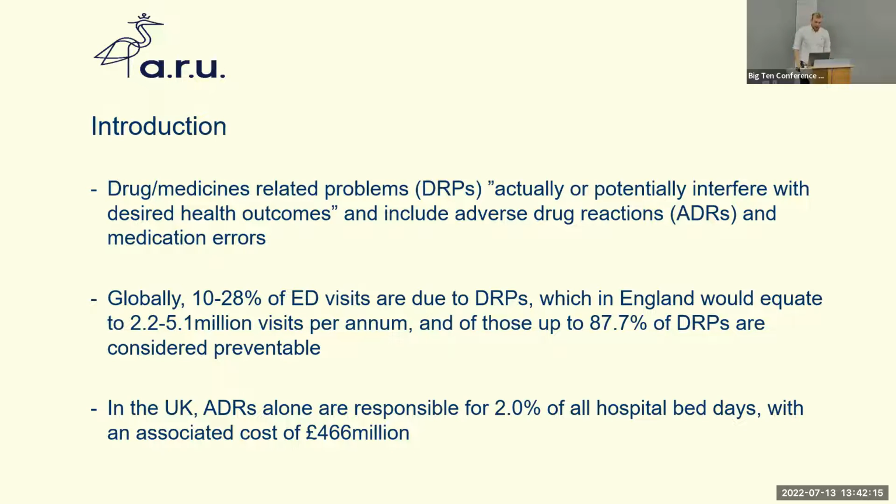Globally, 10 to 28% of ED visits are due to DRPs. In England, that would be potentially up to 5 million visits per annum for hospital EDs. Of those, up to nearly 90% of DRPs are considered preventable. And in the UK, we know that ADRs alone, adverse drug reactions, which is just one type of DRP, are responsible for 2% of all hospital bed days. They cost nearly £1 billion per annum. So that's just one type of DRP, ADRs.